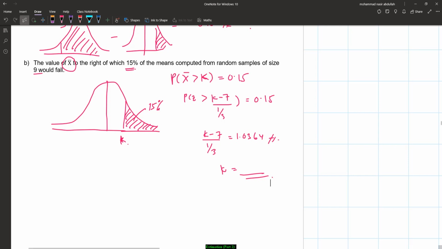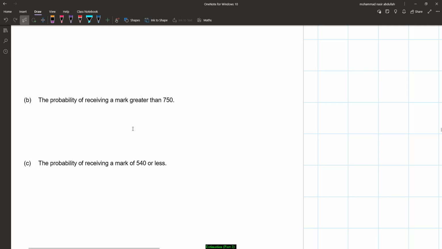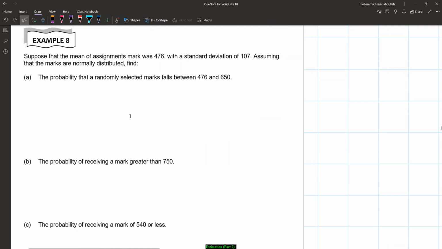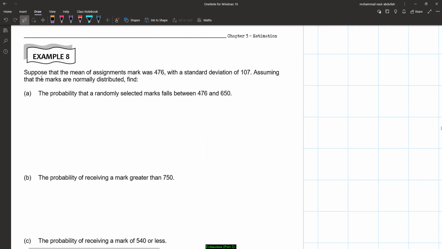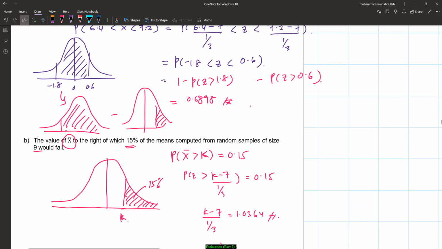Alright, I think that concludes the first half of this chapter. Example number 8, you should do by yourself and practice. It should be very simple, same as before. But look at this, it is a bit different from before, because here they want us to find the probability of X, not X bar.